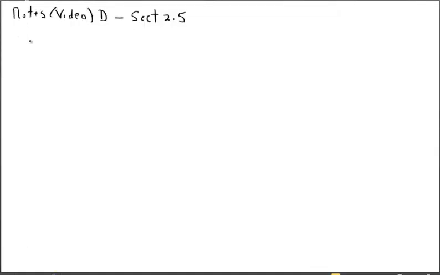All right, so we're going to take a look at implicit differentiation in Notes Video D, Section 2.5. So just know I'm working out of Section 5 in Chapter 2. I'm looking at the topic of implicit differentiation. So if you need some extra background, you can certainly look in that section and read through some examples.